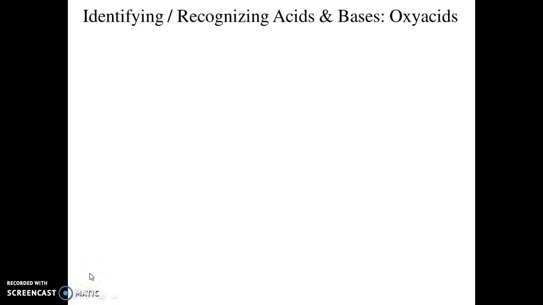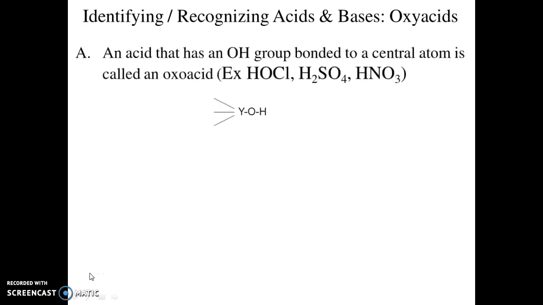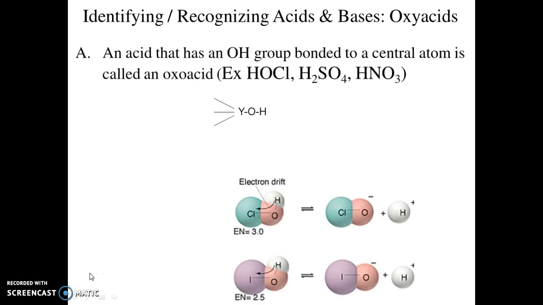Okay, so we're continuing our discussion on how to identify and recognize acids and bases. And we've seen that H connected to an electronegative atom in a polar bond can be an acid. But another group of acids that we have are what are called oxy acids. And as you might guess, an oxy acid is where oxygen is involved.